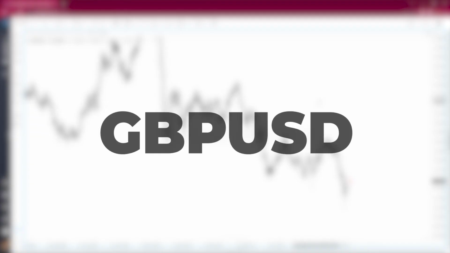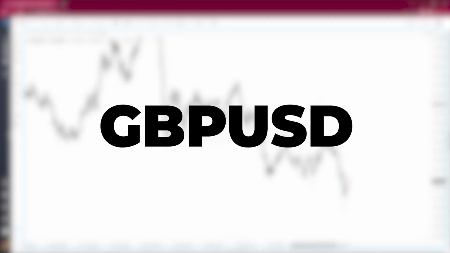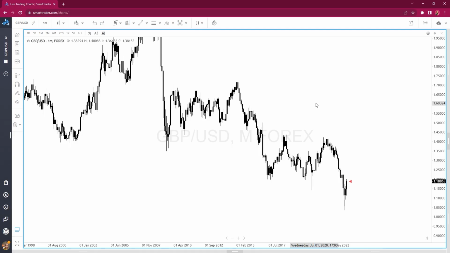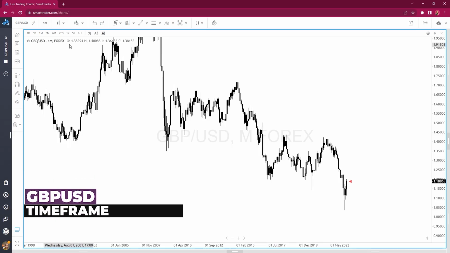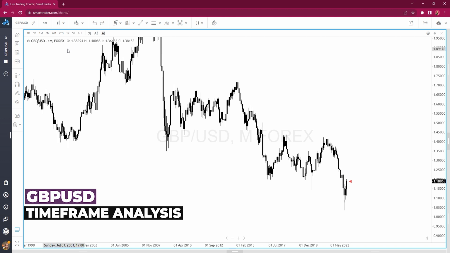I'm going to take a look at GBPUSD, and I am going to start off on a multiple time frame analysis. I am using smarttrader.com.